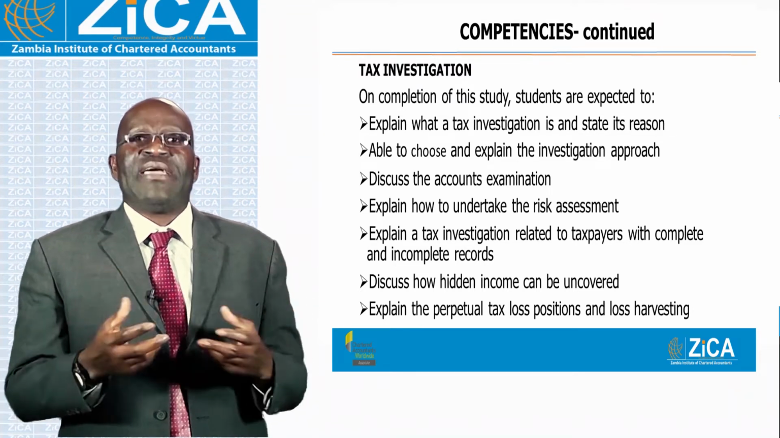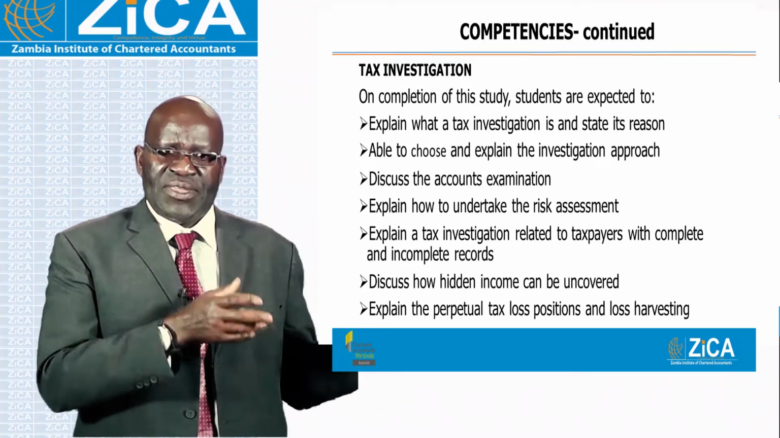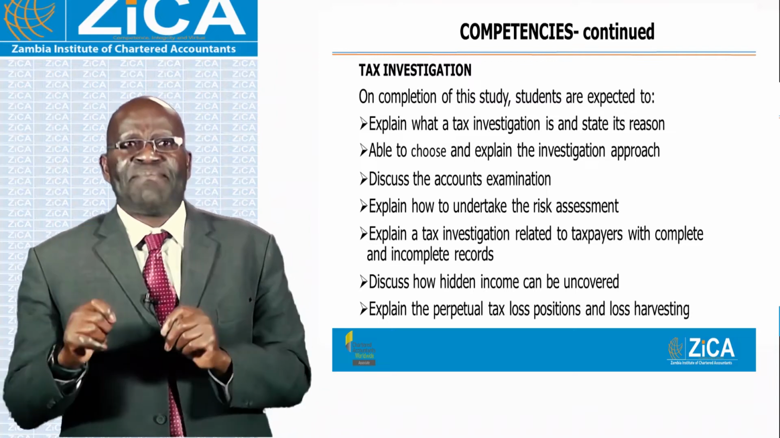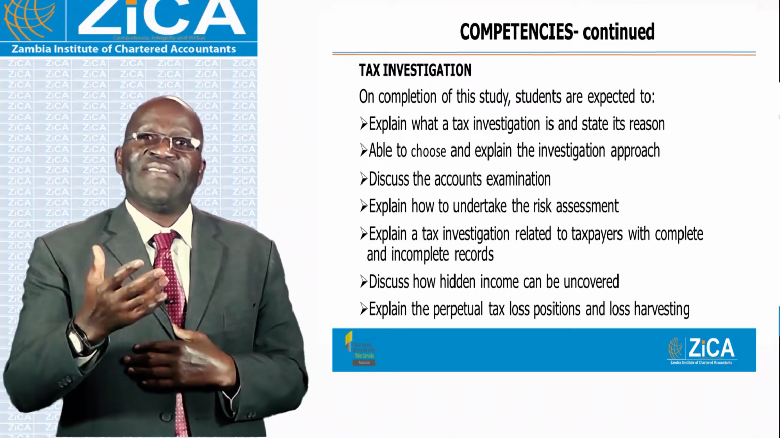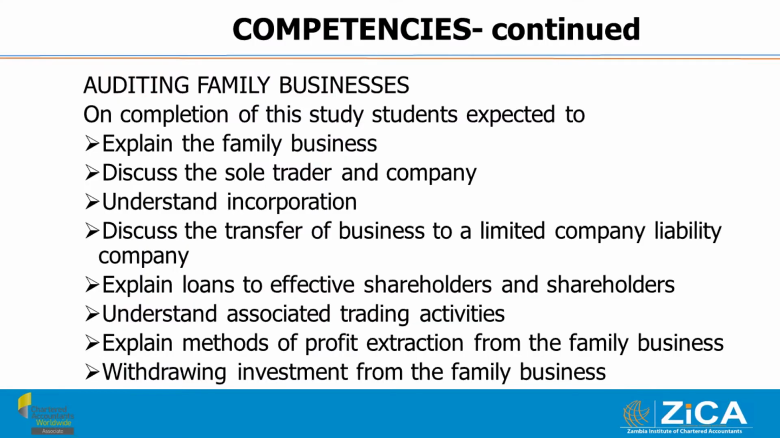Remember that at times you would find that a company wants to transfer from a limited company to a limited liability company. Explain loans to effective shareholders, and also understand associated trading activities. Then also, you'll be expected to explain methods of profit extraction from the family business. Lastly, you'll be expected to explain and discuss withdrawing your investments from the family business.